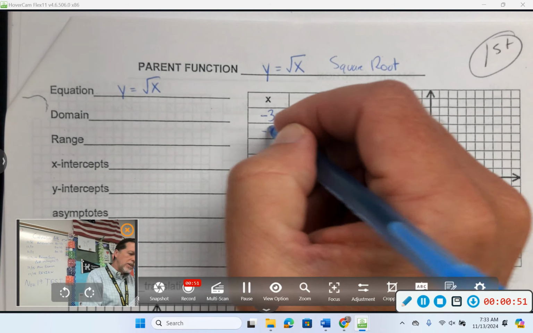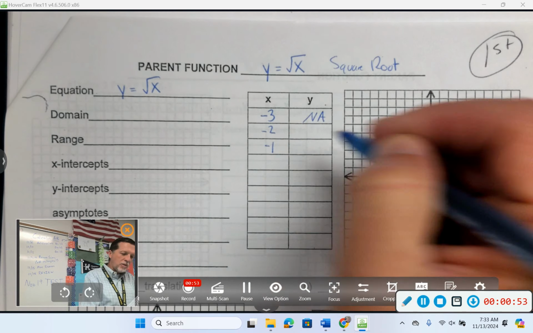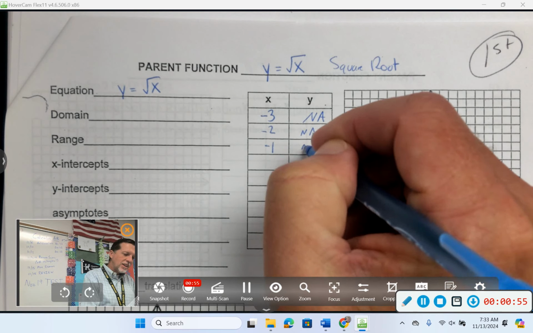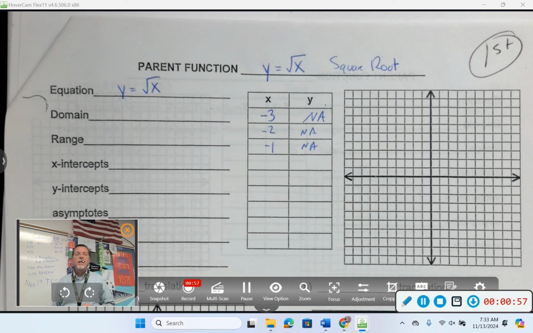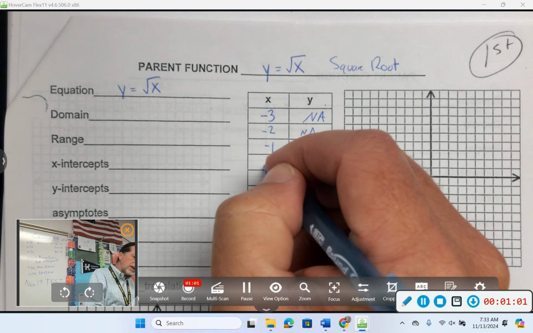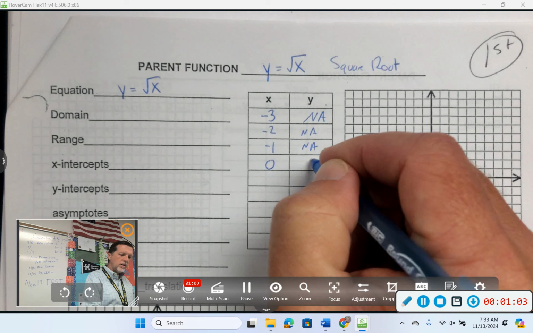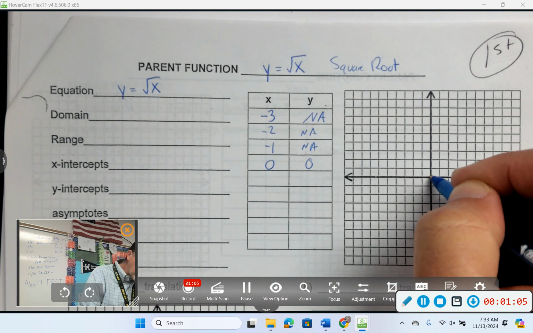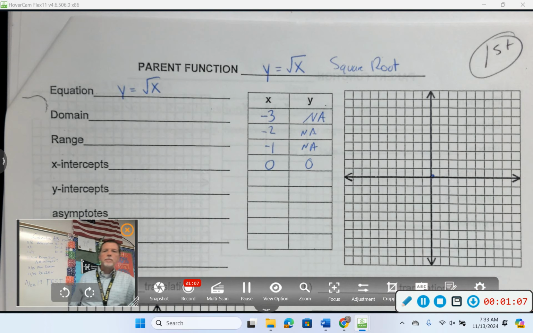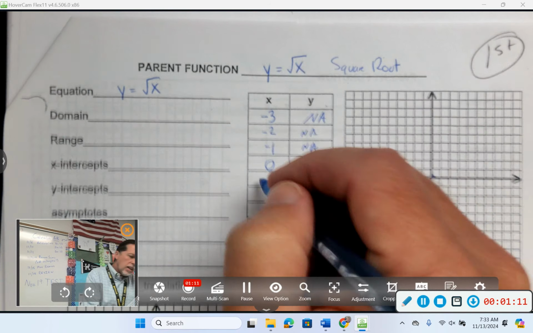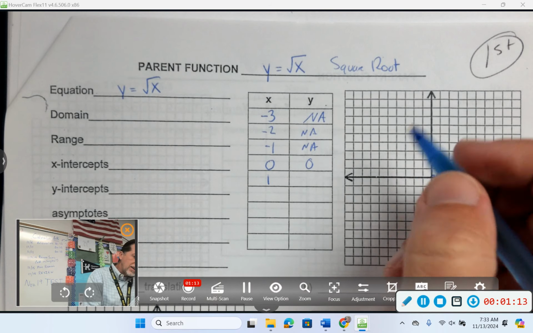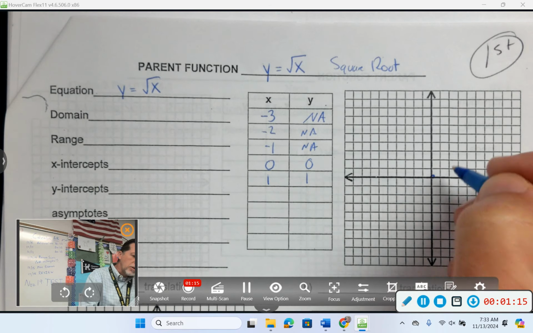Okay, so this gets a little bit tedious. What happens with negative 2 and negative 1? Same thing. We can't do that. Okay, now we're into numbers we can handle. What's the square root of 0? 0. All right, let's start putting them on the graph. 0, 0. That's on the graph. All right, if x is 1, y is 1, because the square root of 1 is 1.